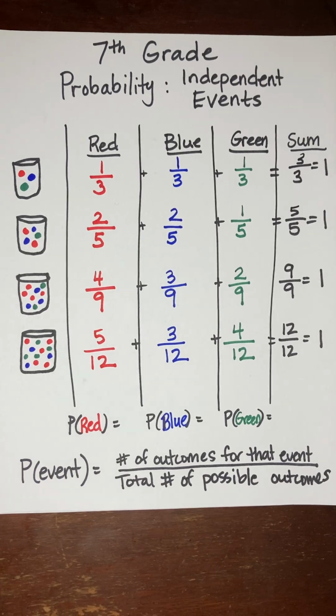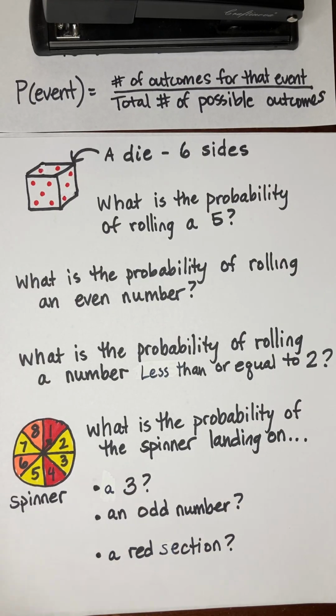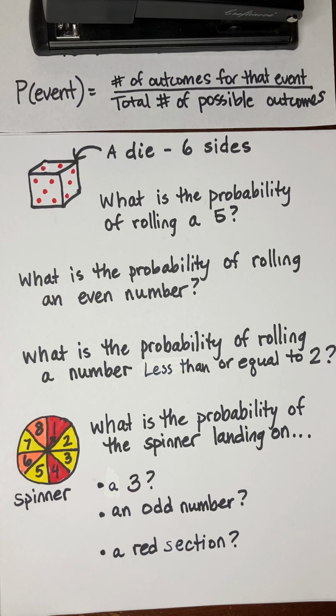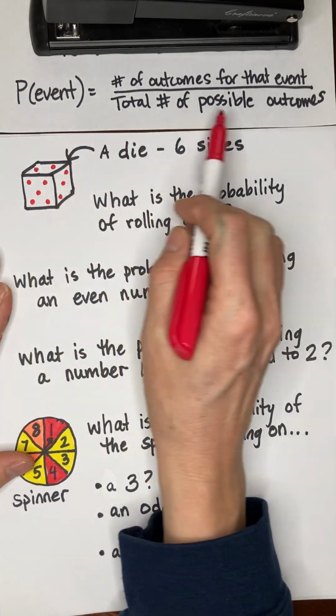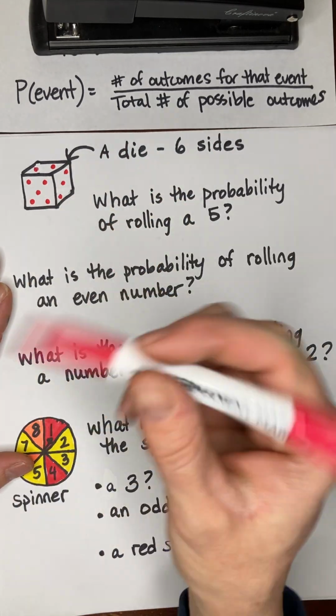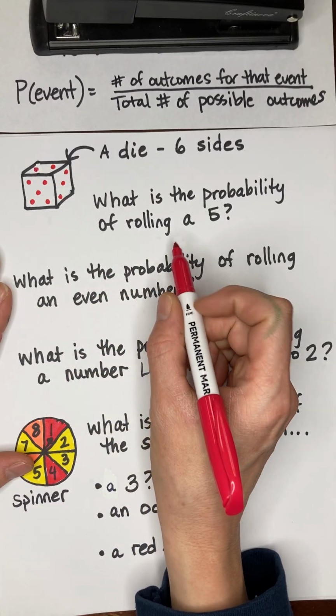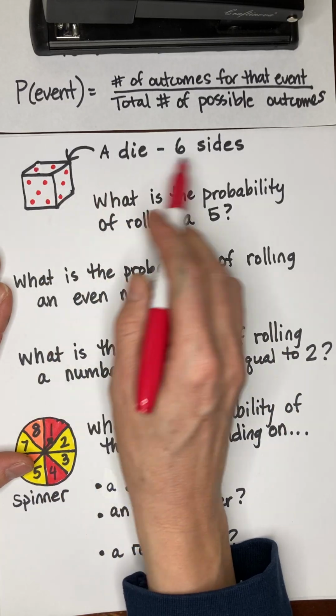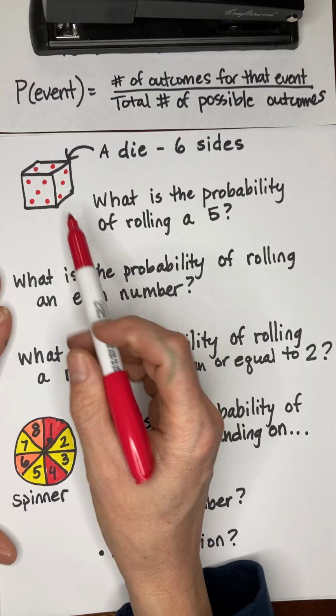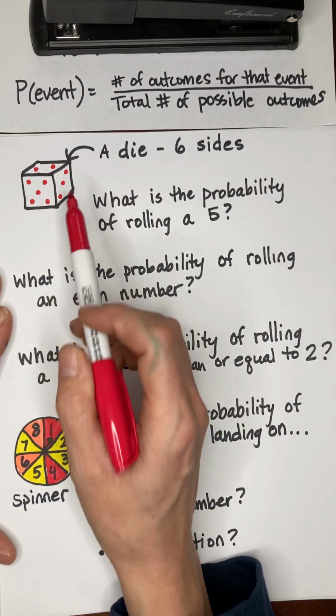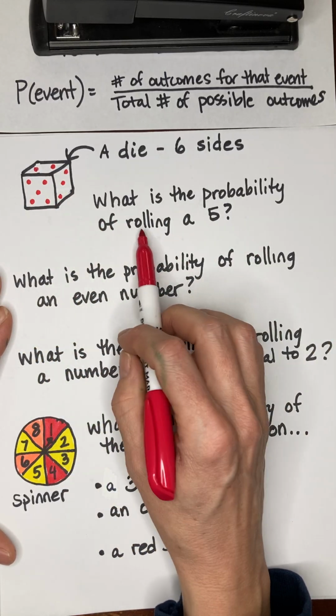We're going to look at some examples. All right, let's do a few examples you might see in your book. We're going to keep our formula, okay, and we're going to practice probability notation and then finding that fraction. So we have a die that has 6 sides. This is a regular playing die. It has a number from 1 to 6 on each side. What is the probability of rolling a 5?